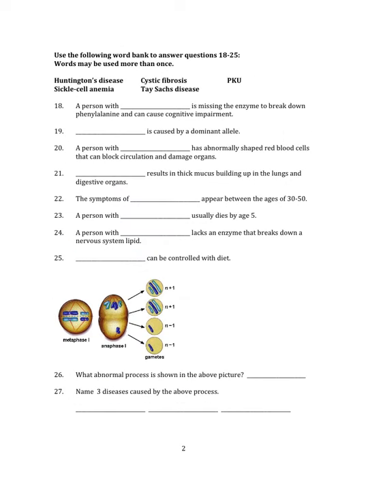Number 18 says a person with PKU or phenylketonuria is missing the enzyme to break down phenylalanine and can cause cognitive impairment. Number 19 says that Huntington's disease is caused by a dominant allele. Number 20 says a person with sickle cell anemia has abnormally shaped red blood cells that can block circulation and damage organs. Number 21 says cystic fibrosis results in thick mucus building up in the lungs and digestive organs.